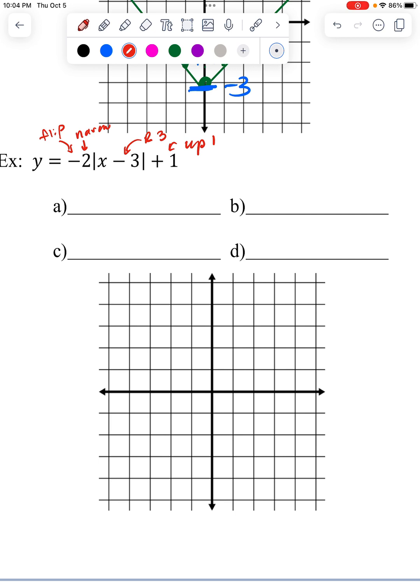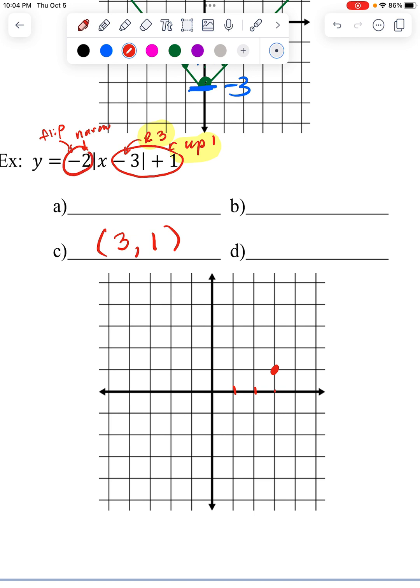So the easiest thing to start with, honestly, is the vertex. So I'm just going to skip to that. And I'm going to look at these two numbers, and I'm going to say I need to use the opposite of what's in the bars and the number on the outside as it appears. So I go 1, 2, 3, up 1, which is what I expected. Because when I looked at this, I expected to go right 3, up 1. So that's my vertex.